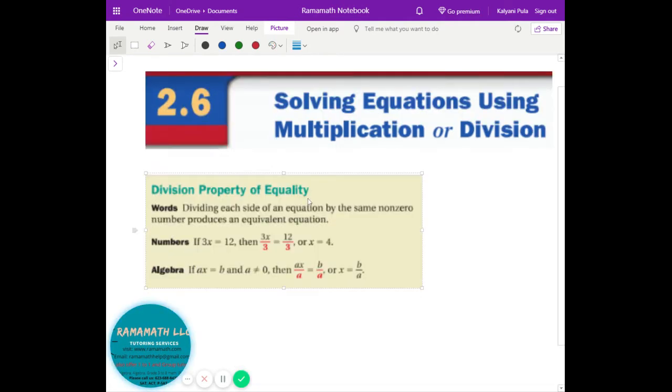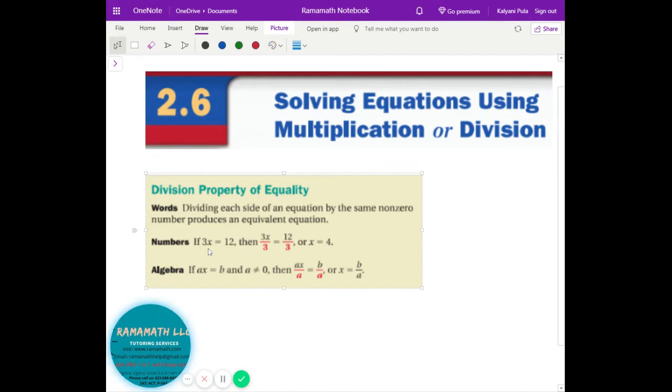So, the division property of equality. Dividing each side of an equation by the same non-zero number produces an equivalent equation. So what does this property mean? Let's say you take any equation, if you're dividing with the same number on both sides, the value does not change. Okay, so that's the meaning of it.